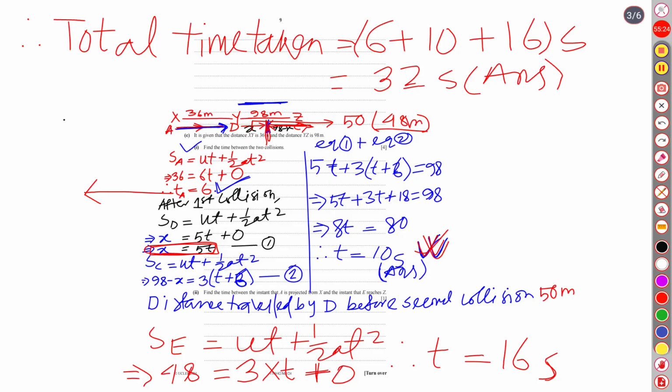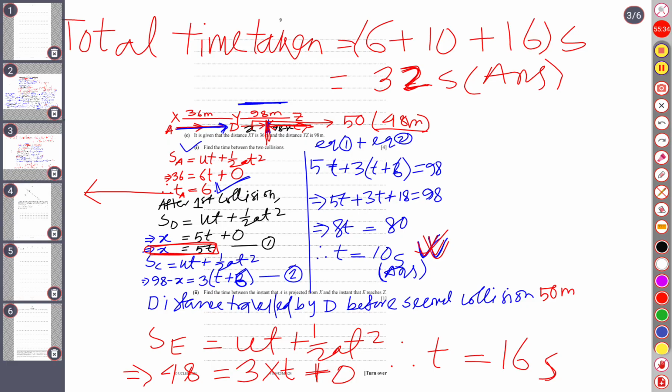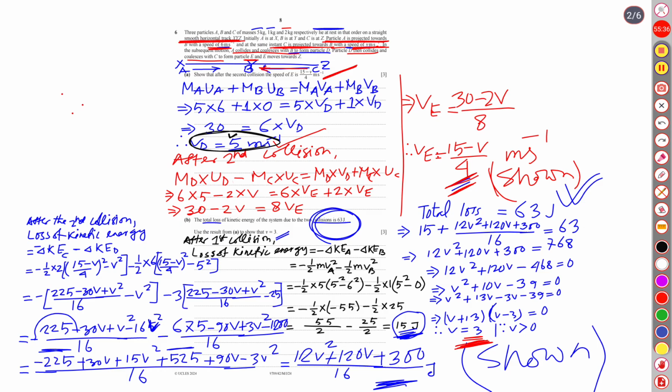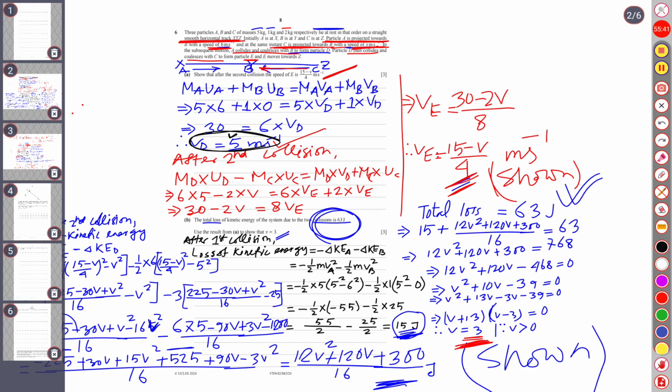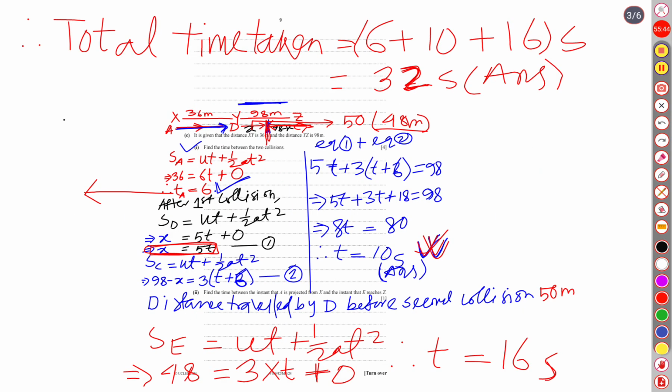So that's all about the solution to question number 6. It is a little bit lengthier but not difficult at all. Let me show you the first page. It was the solution to question A as well as B, and questions C and D have been solved over here. So I think you have understood as much as I could have explained. Totally, all the particles took 32 seconds to reach the position of Z.